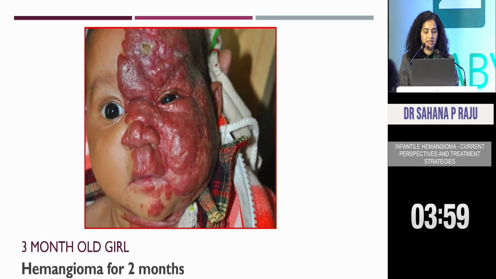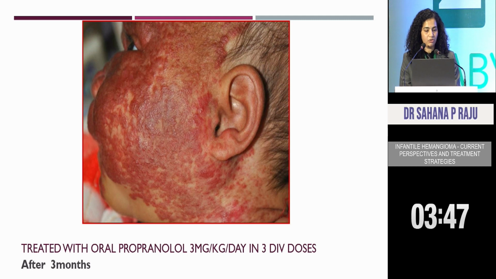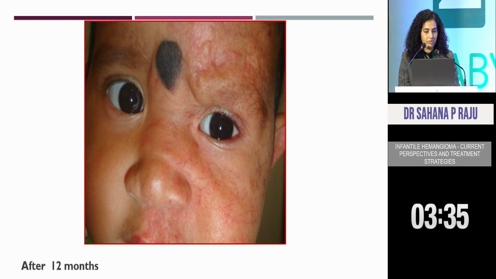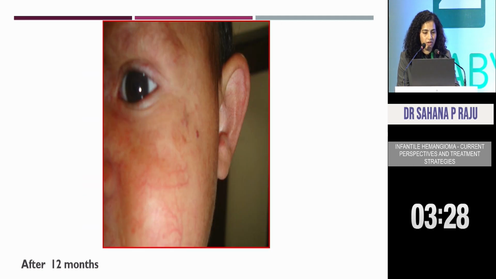So this is Sandeepan sir's patient. This was a 3-month-old girl who had this large facial segmental hemangioma with a central ulceration. And this child was treated with oral propranolol, 3 milligram per kg per day. So you can see the result in 3 months of treatment. At 6 months of treatment, almost 75 to 80% of the hemangioma has regressed. And at 12 months, there is complete regression of the hemangioma with mild telangiectasia and mild fibrofatty tissue. Otherwise, there's almost 100% resolution of the hemangioma.